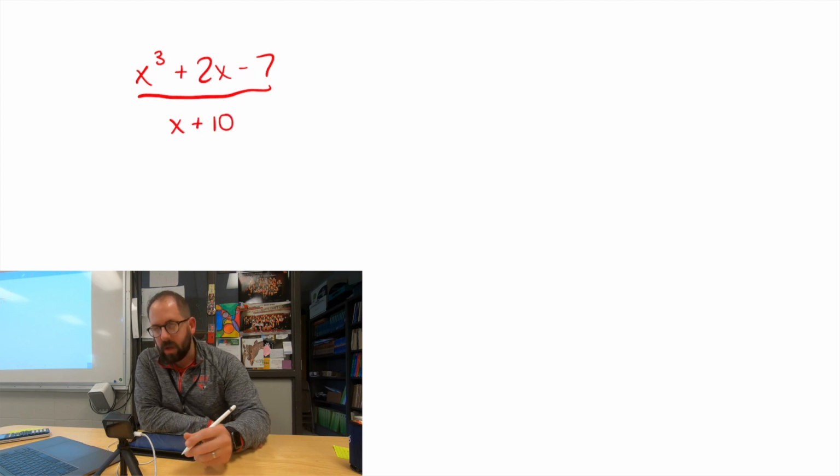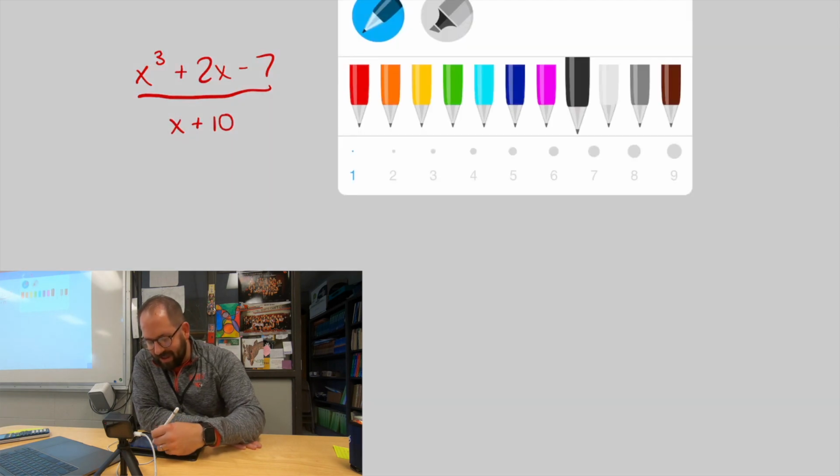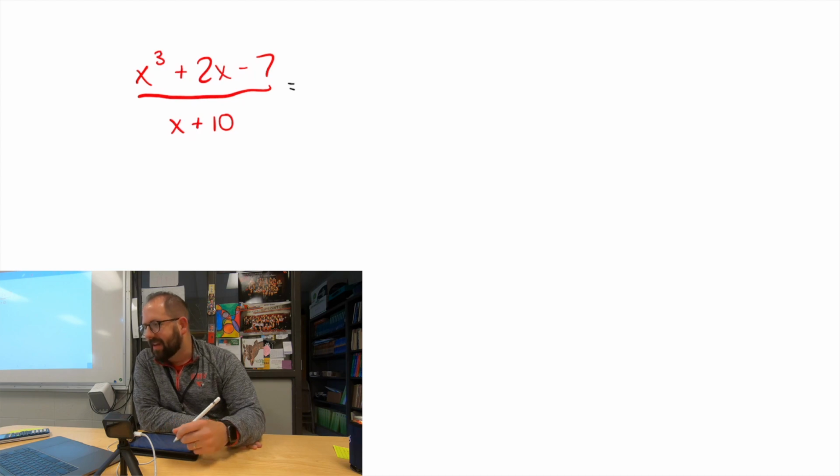All right, so let's move on. First example: x to the third plus 2x minus 7, all over x plus 10. Actually trying this out on a problem here, we're trying to find the first derivative of this thing. It is a quotient. I can't simplify this because I don't know how to factor it apart.